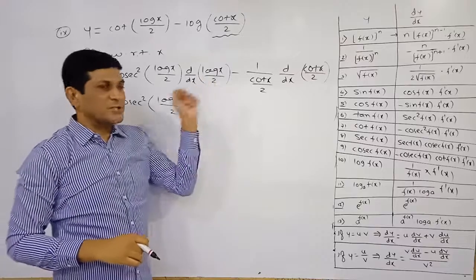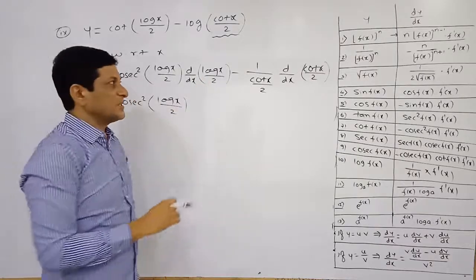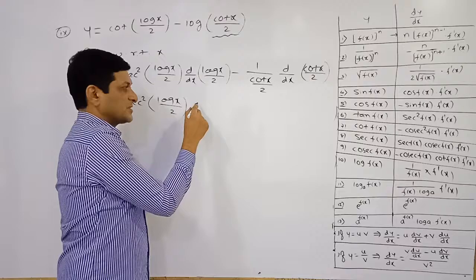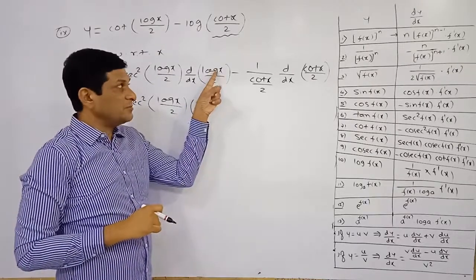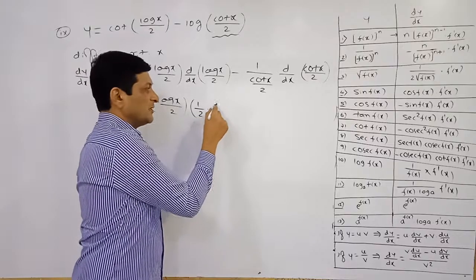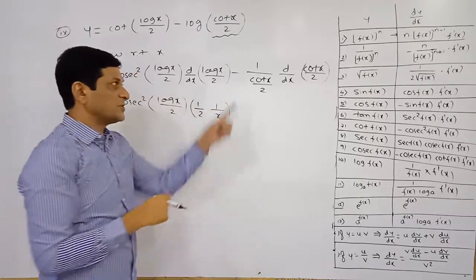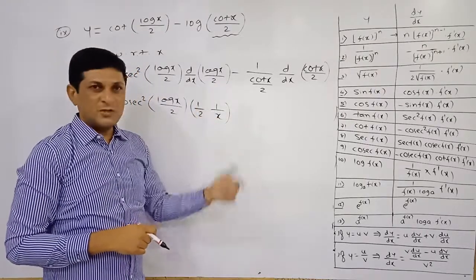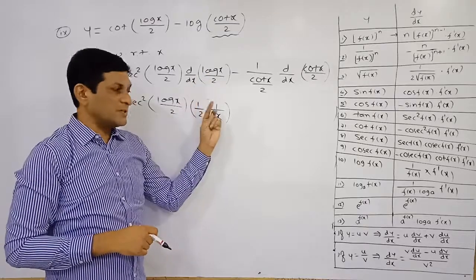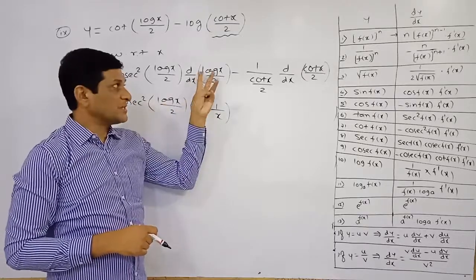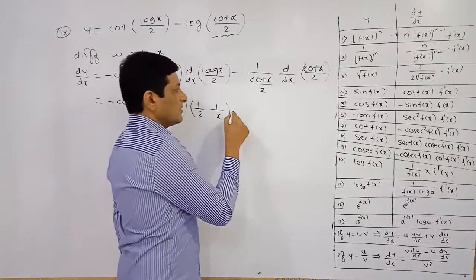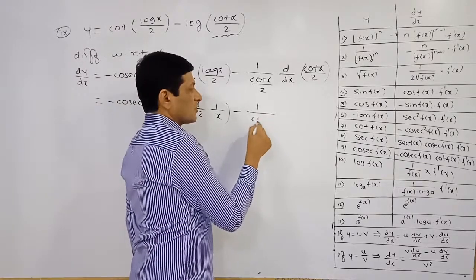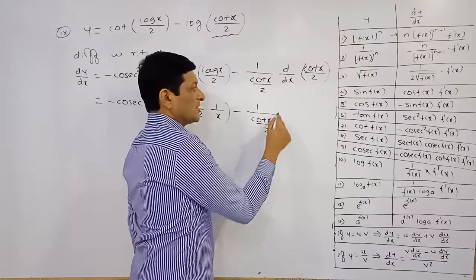Now we are finding its differentiation. If you observe this function very carefully, 1 by 2 is a constant term. So keep it as it is, 1 by 2. And what is the derivative of this log x? The derivative of log x is equal to 1 by x. It means the differentiation of this whole term is 1 upon 2x. 1 by 2 is a constant term, we have taken it on one side. And what is the derivative of log x? The derivative of log x is equal to 1 by x. Here minus cot x upon 2, keep it as it is.